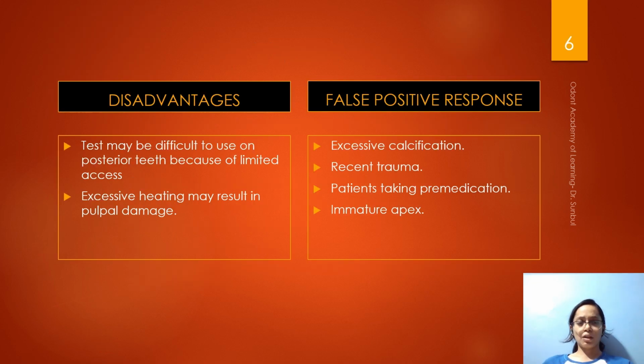The disadvantages are that the test can be difficult to use on the posterior teeth because there is limited access at the back of the mouth. Then there can be excessive heating, which can cause pulpal damage. There are certain conditions where false positive responses will also be generated, like excessive calcification in the pulp canals, a recent trauma case, the patient having taken pre-medications or analgesics, or an immature, open apex.